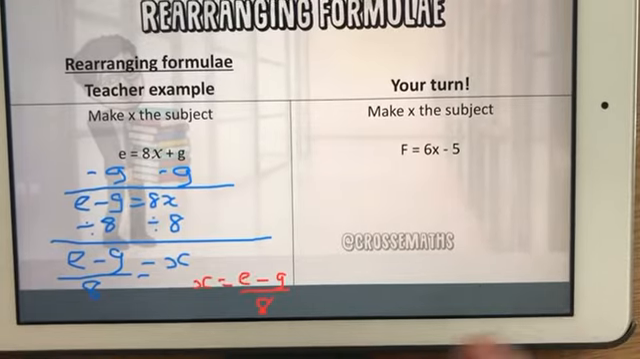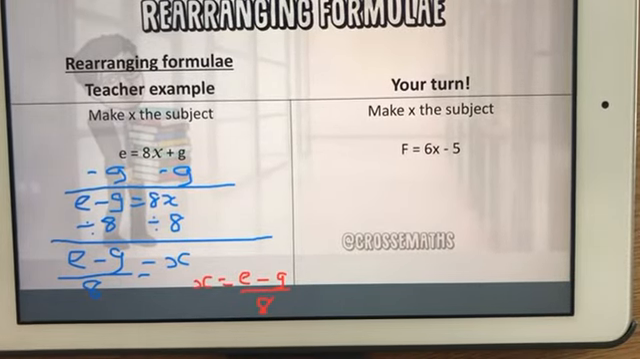Now what I'd like you to do, guys, can you have a go using the same steps? Have a go at that one over there for me, please.